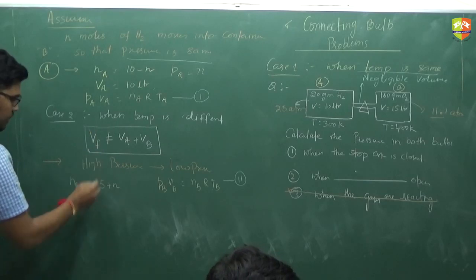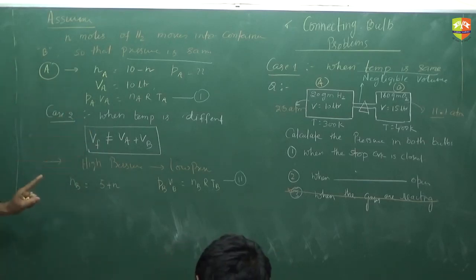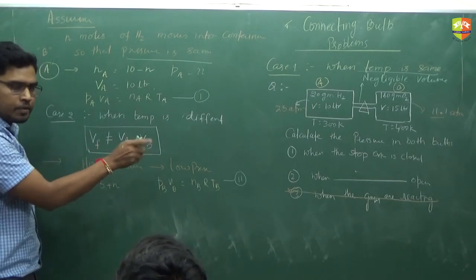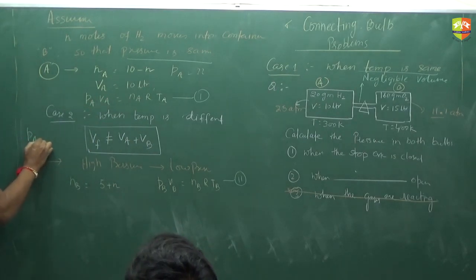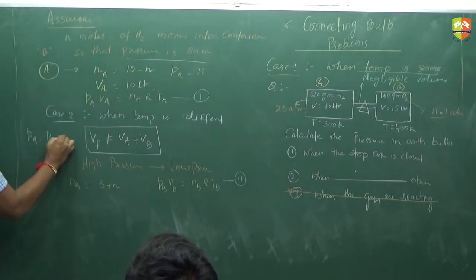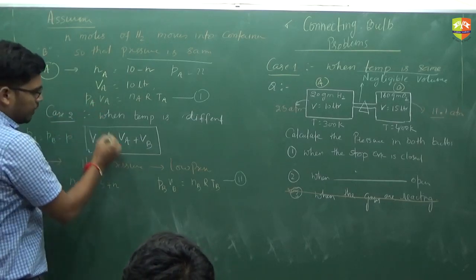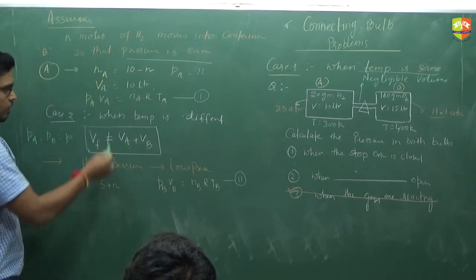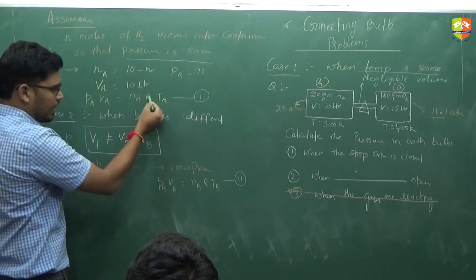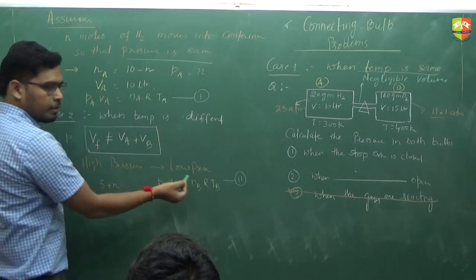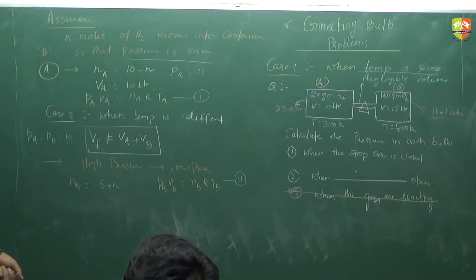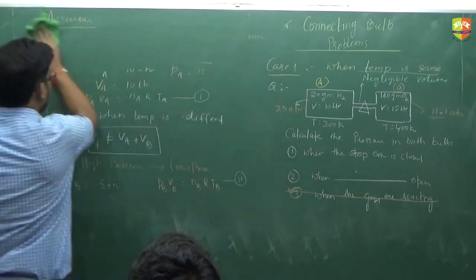We need to solve these two equations, and PA is equal to PB. So when you take the ratio of these two, PA and PB get cancelled. VA by VB is equal to, R and R get cancelled, nA TA by nB TB. So that is the ratio of the two equations.